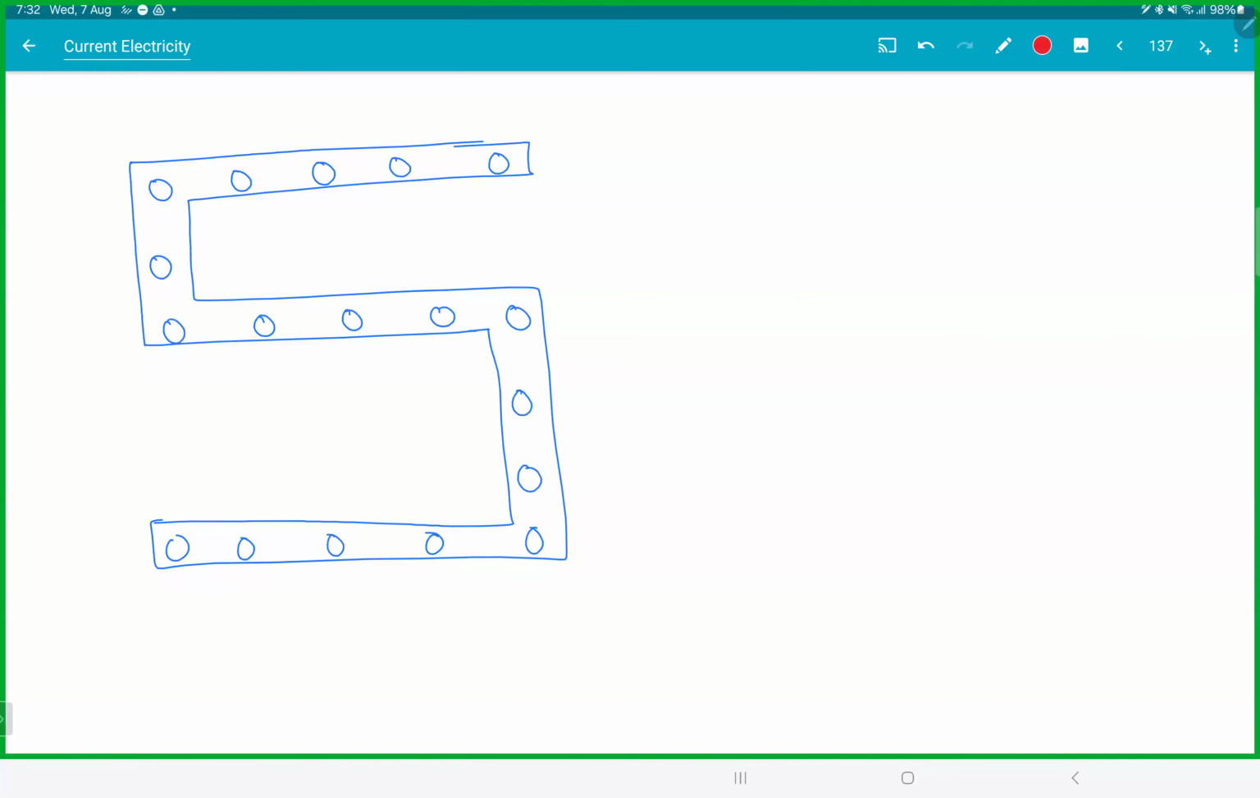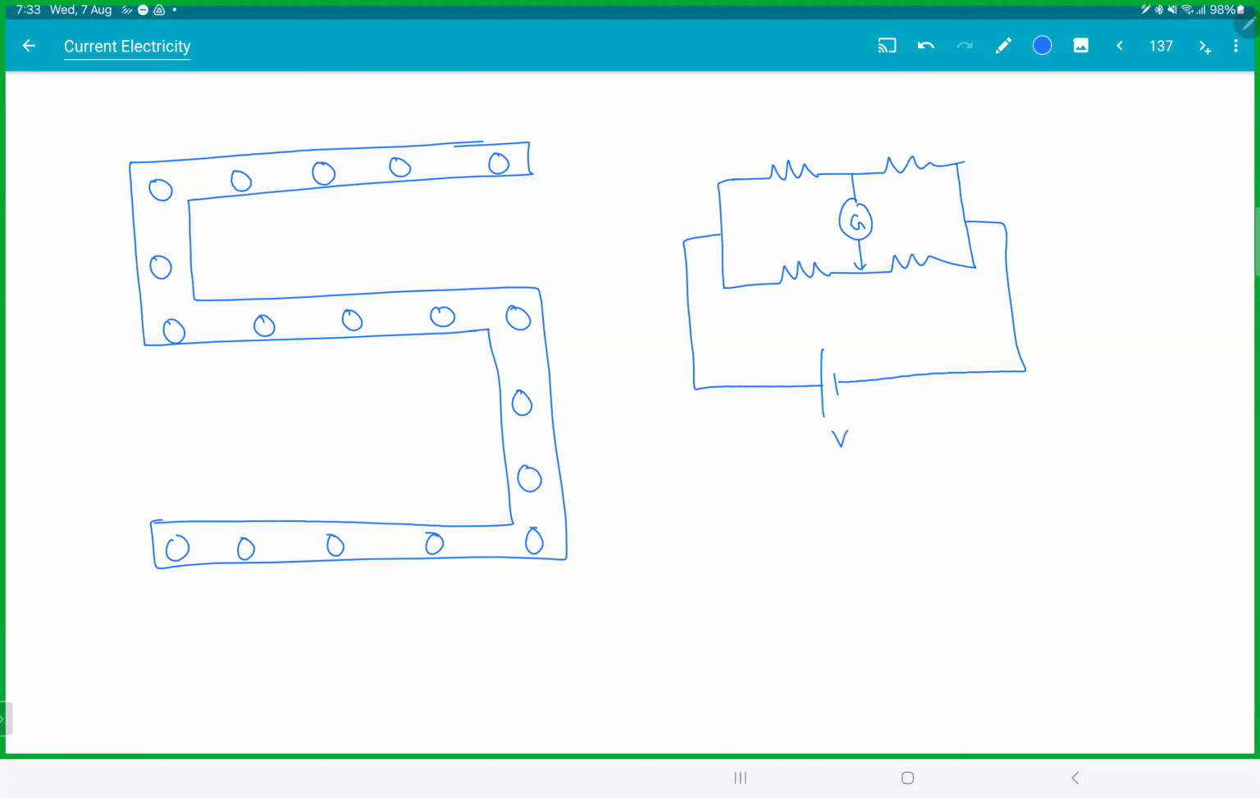So this is what we do. See, I am trying to create a Wheatstone bridge, right? So I need 4 resistors. I need to put a galvanometer and I need to put a battery. So let's first keep the terminal.